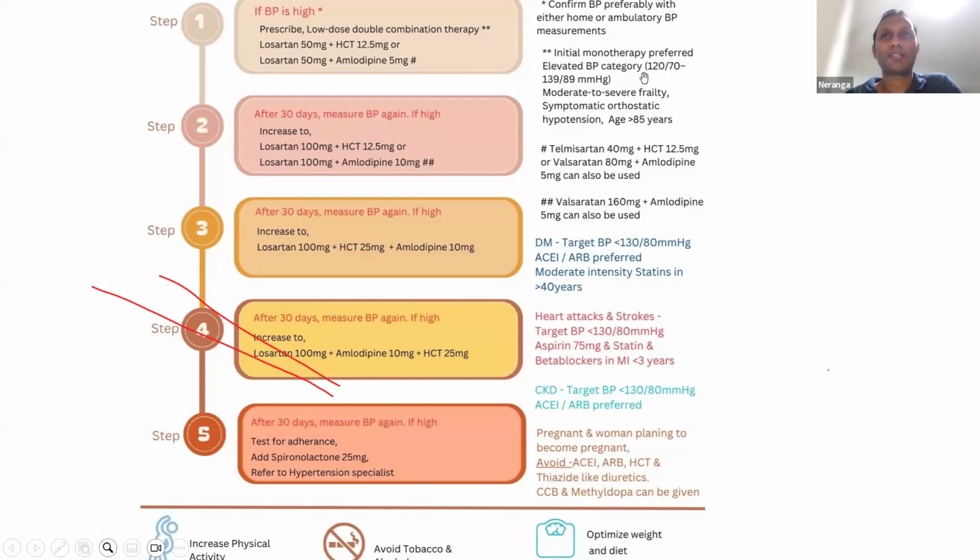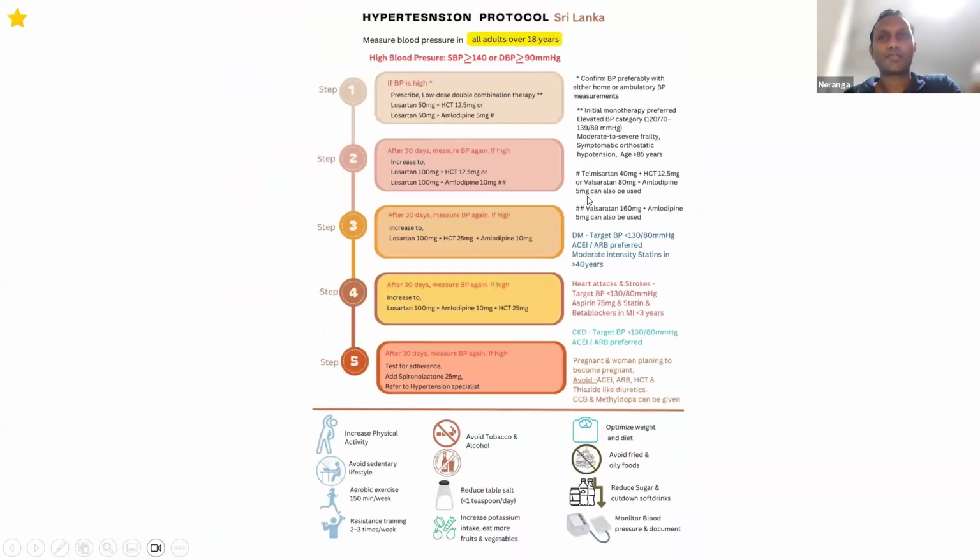Normal blood pressure is less than 120/70. Home blood pressure 120/70 to 140/90 is elevated blood pressure. You can start an initial one. Every other patient you need to start a dual therapy. So the things we have are losartan HCT, losartan amlodipine, telmisartan HCT, and valsartan amlodipine. After that, you have to increase accordingly to this guideline. This is actually a Sri Lankan guideline, as we have adapted it from the European guidelines.